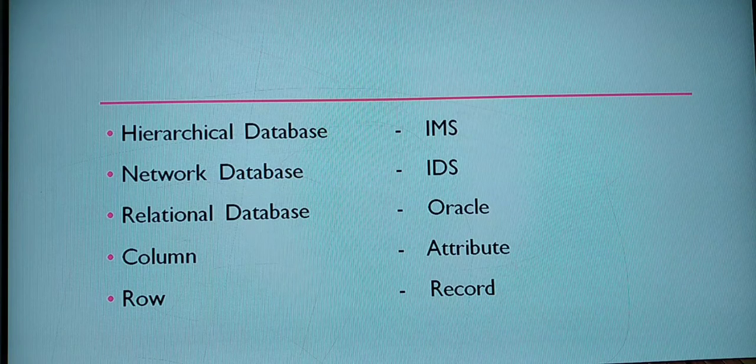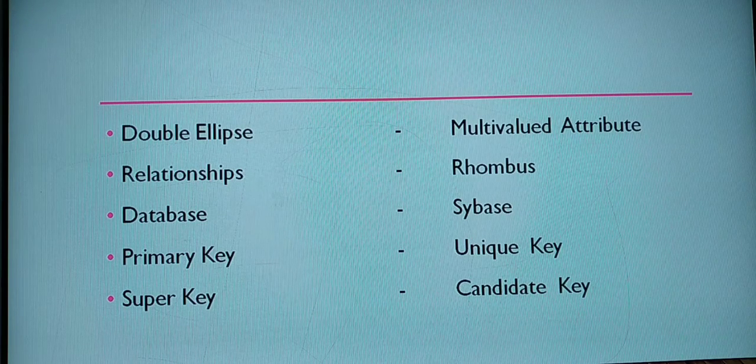Yes, this is a match the following: hierarchical database comes under IMS. Network database, IDS. Relational database, Oracle. Column attribute is called by another name, attribute. Row's another name is record. Double ellipse means multi-valued attribute. Relationships, rhombus. Database, Sybase. The next, primary key, it is your unique key. The next, it is your super key, that is your candidate key.